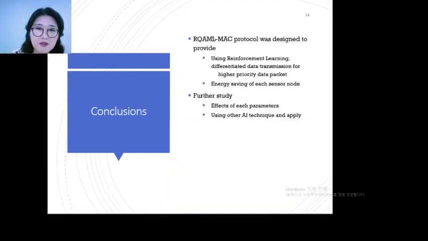And then, conclusions. The R-QAML MAC protocol was designed using reinforcement learning to provide differentiated data transmission for higher priority data packets and energy saving of each sensor node. Further study will examine its effects on each parameter using other AI techniques and apply them.